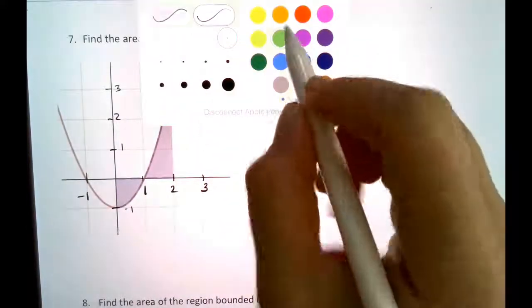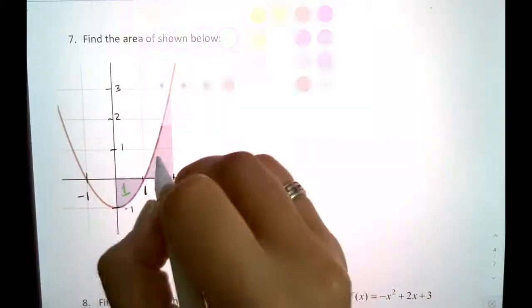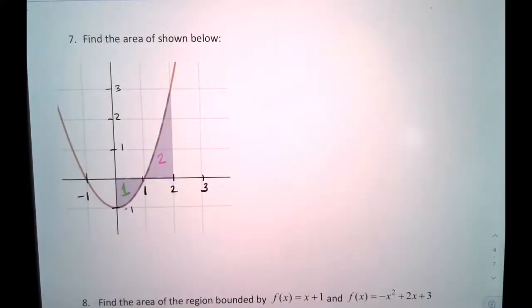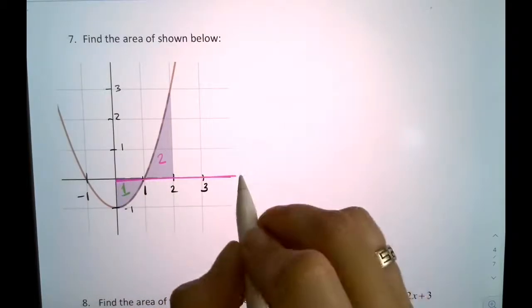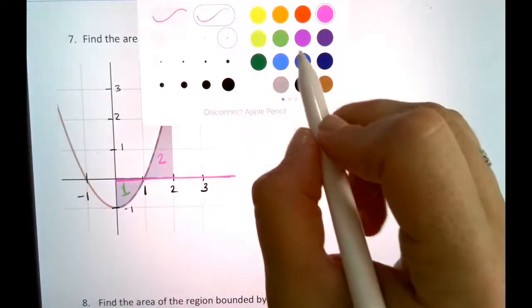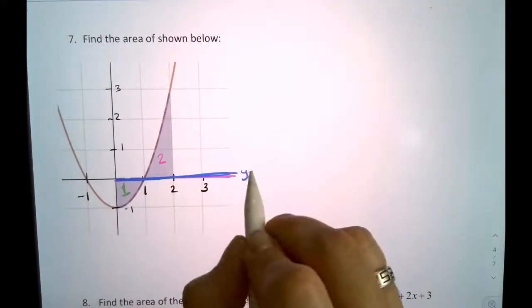If I take a look at this, I'm going to call this one here region 1, and I'll call this one over here region 2. Let's think about those. You do have 2 equations bounding region 1. One of the equations is this one right here, y equals 0. Let's use a different color so it stands out. This is y equals 0.